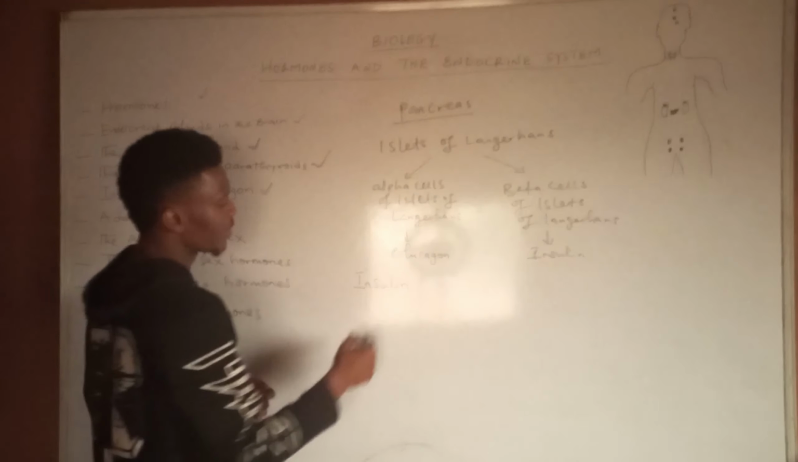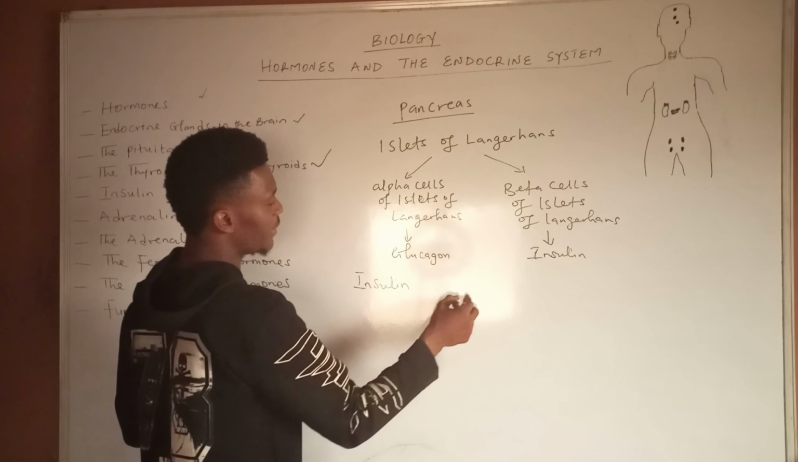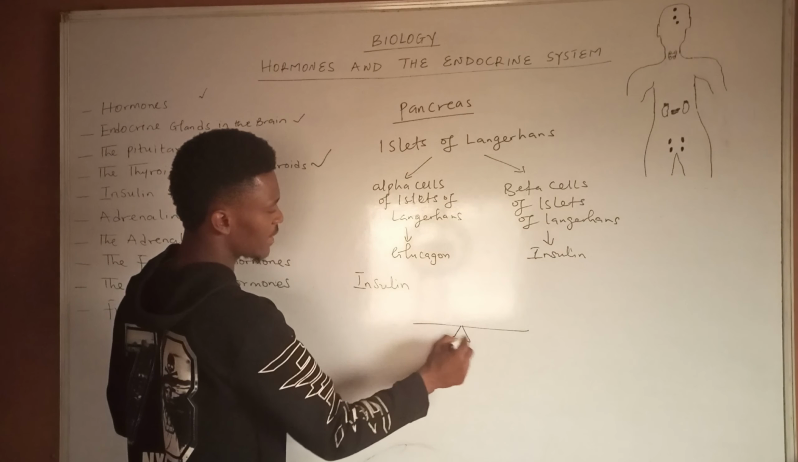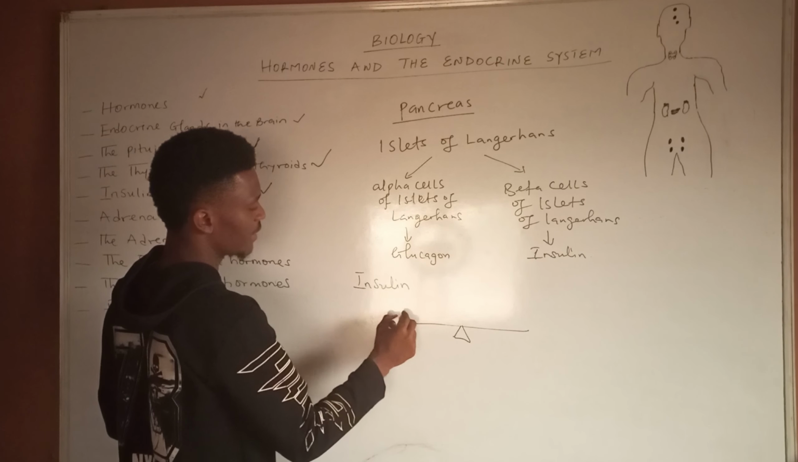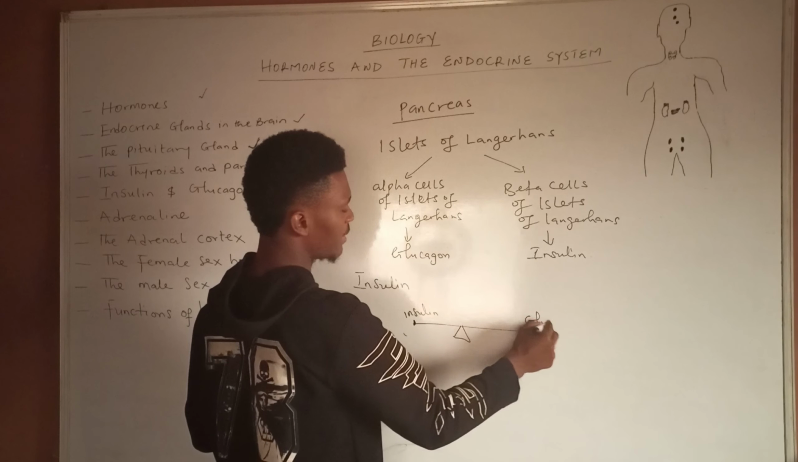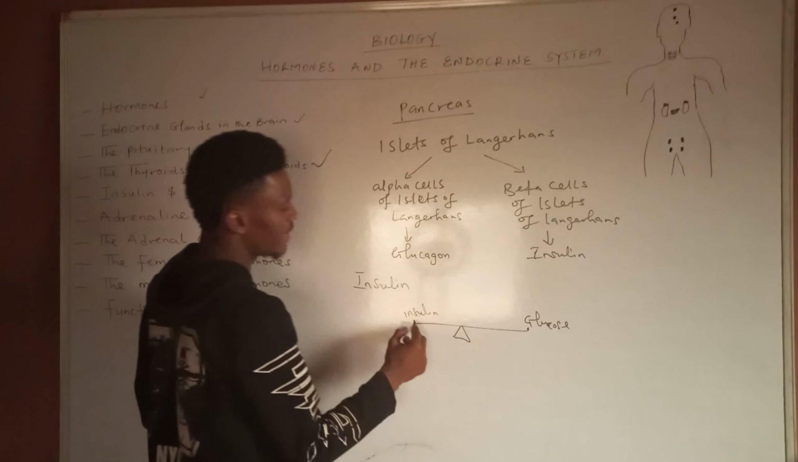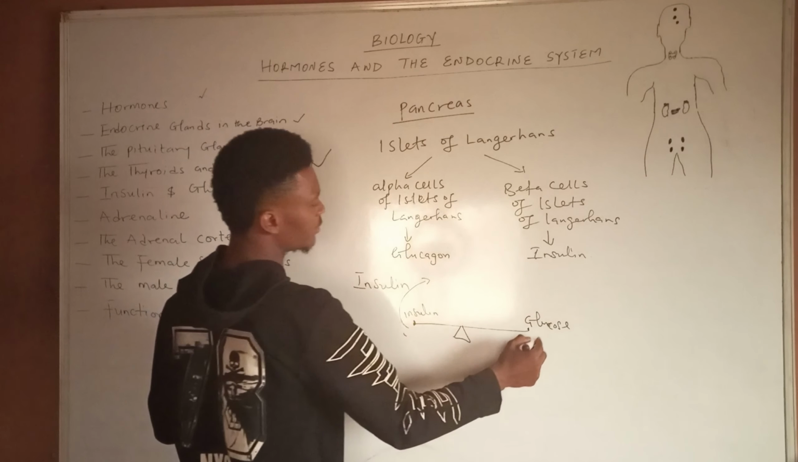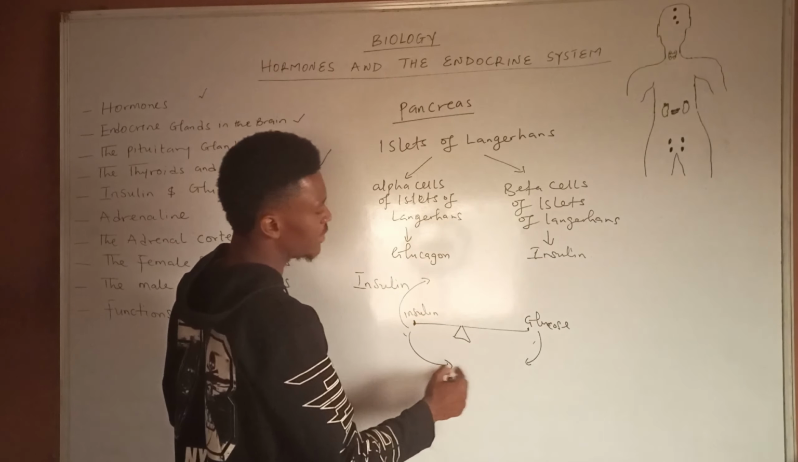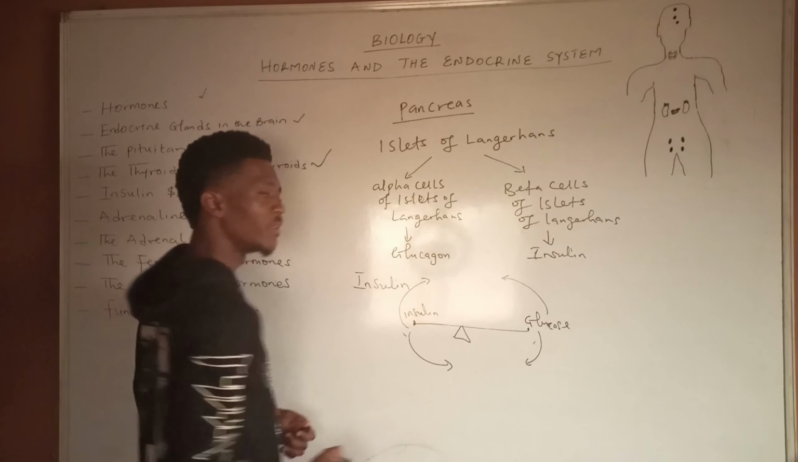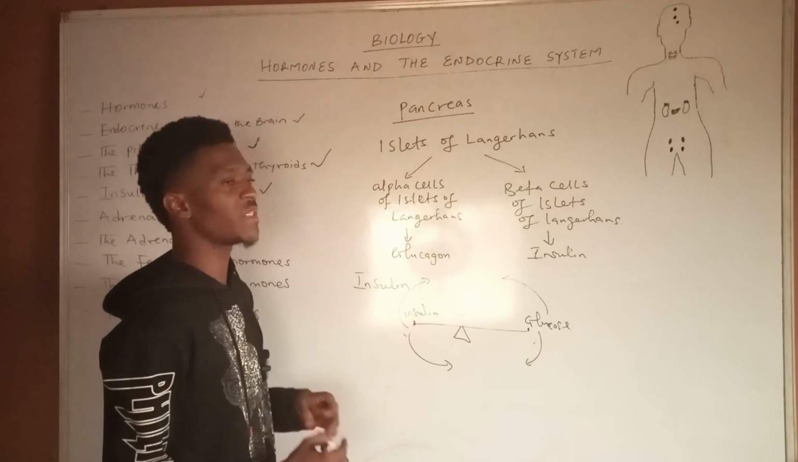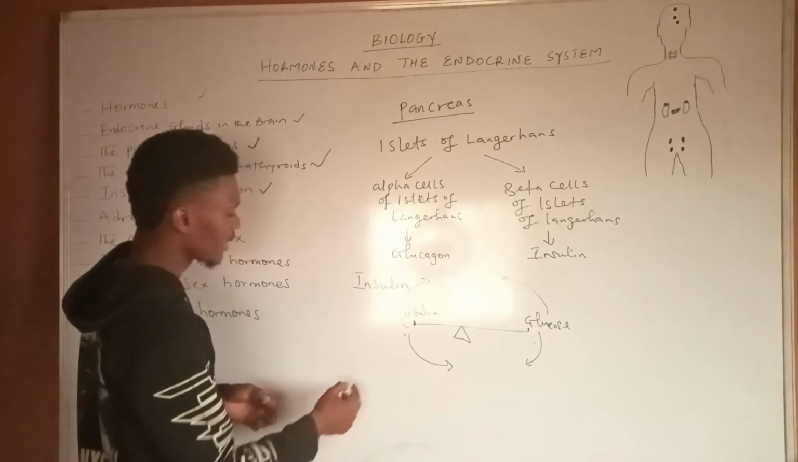So the twist is this: when there is insulin, there will be low glucose. I can use a seesaw to represent it. Let's say there is insulin here and you have glucose here. When there is a high concentration of insulin, there will be a reduction in the blood glucose. When there is a reduction in insulin, there will be an increase in the blood glucose. You get it?